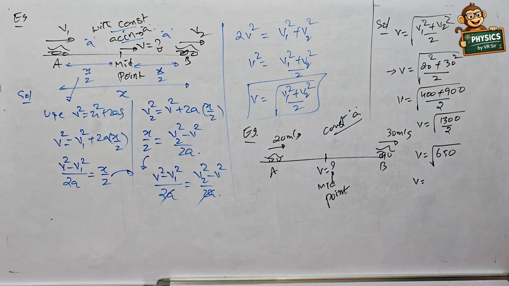So root over 650, 625 is almost 25 nearby. So the nearest value is nothing but 25 meters per second. So the velocity at the midpoint, nearest value, is 25 meters per second, of course slightly more than that.